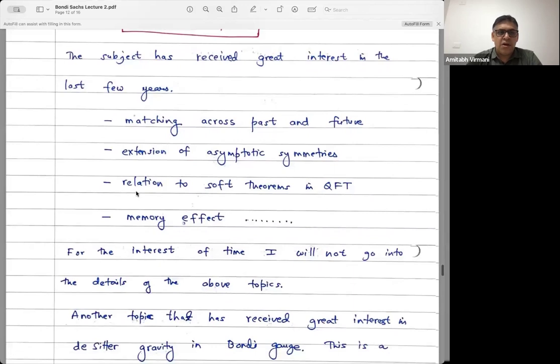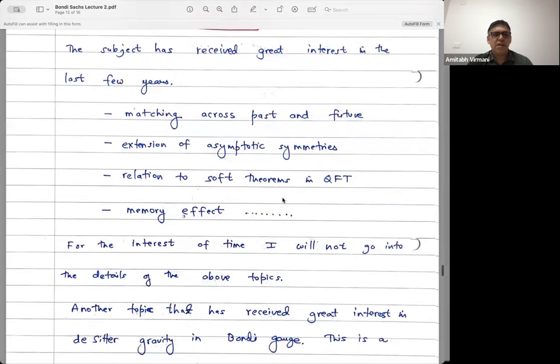Okay, then there is a lot of interest in relation to soft theorems from quantum field theory. Relation between soft theorems and asymptotic symmetry. So this is also a subject that has received a lot of attention. People from Chennai have worked a lot on these things.